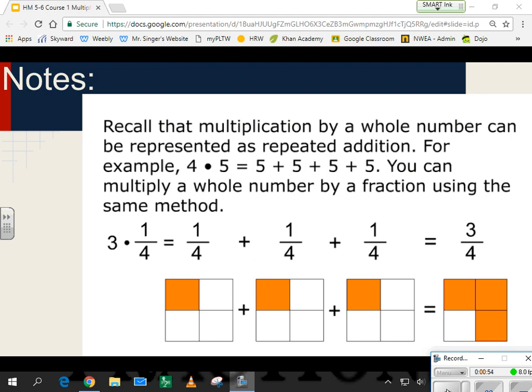All right, so when you learned multiplication, remember that multiplication is repeated addition over and over and over. For example, 4 times 5 is really 5 plus 5 plus 5 plus 5. We can use that same thought with fractions as well, that when we're multiplying whole numbers by a fraction, we're using the same method. So if I had 3 times 1/4, I also want you to think about that as how many 1/4s you have, which is 3 of them. So it's 1/4 plus 1/4 plus 1/4.